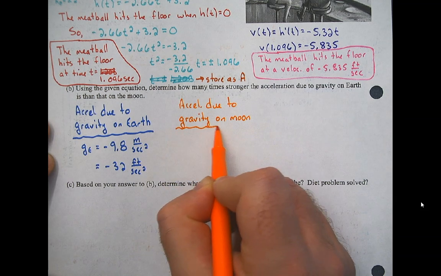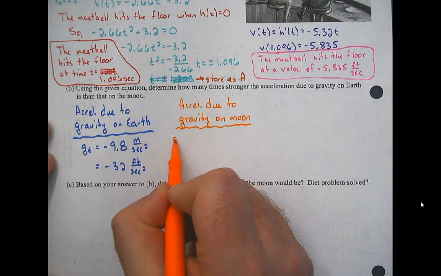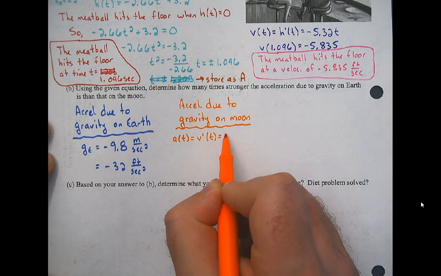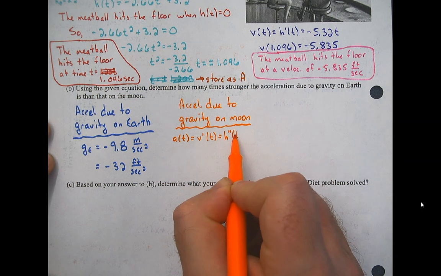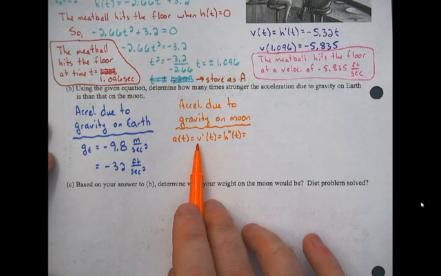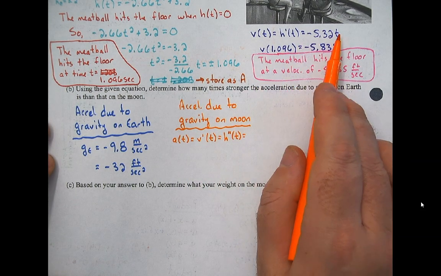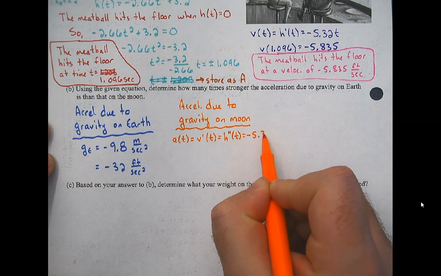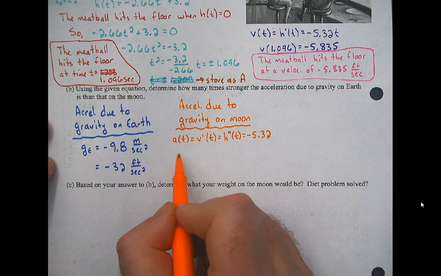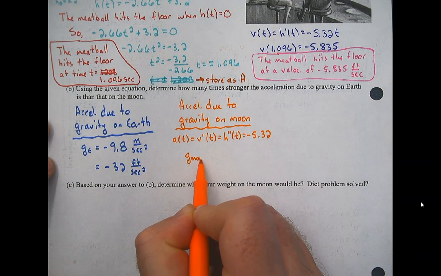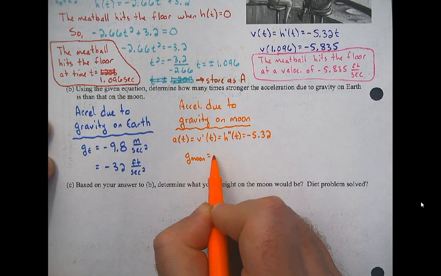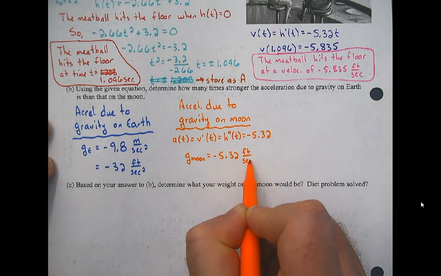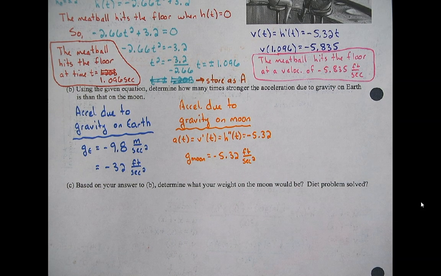Okay, so we've got to figure this out, but what do we know about acceleration? Acceleration is equal to the derivative of velocity, which is equal to the second derivative of height. So we've already derived the velocity equation and got this. So if we derive it again, that coefficient, or that 1, is going to get multiplied. It's just going to be negative 5.32. So the gravity on the moon is equal to negative 5.3 feet per second squared, which makes sense because the moon is a smaller object, so it would have a smaller gravity.